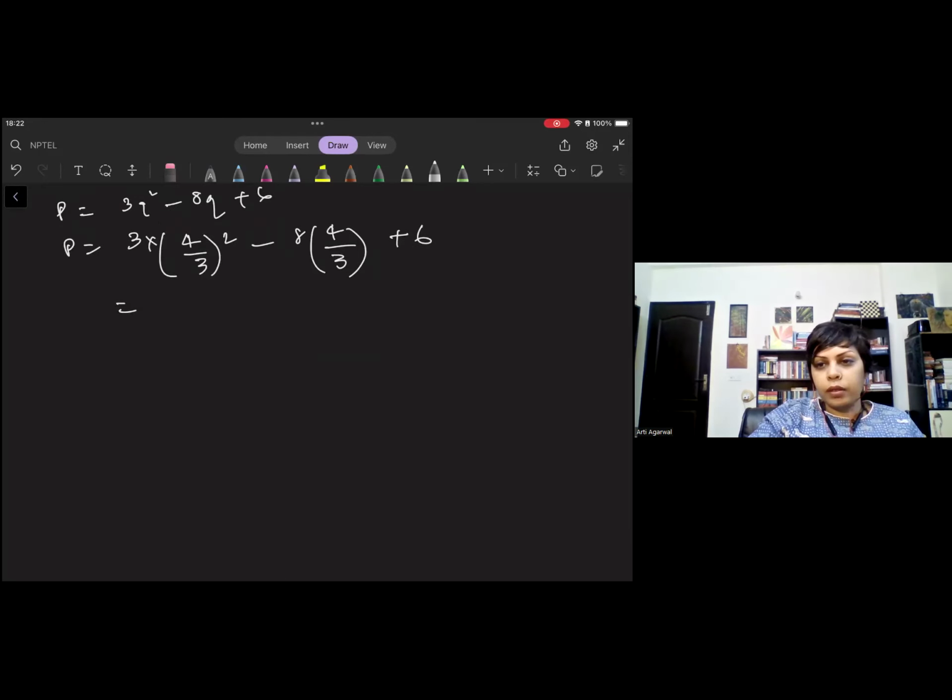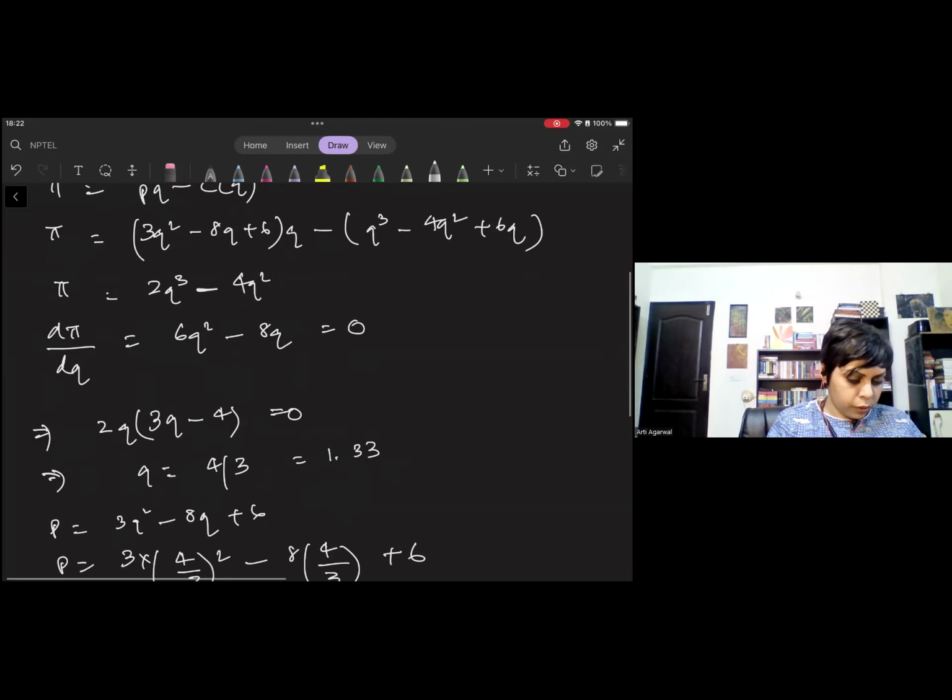Yeah, can somebody just calculate this? It's just my calculator is taking a long time. If you have a physical calculator, it will probably go faster. Six. Okay, 8 into 4 is 2 by 3. It's still not right. Something is wrong somewhere.